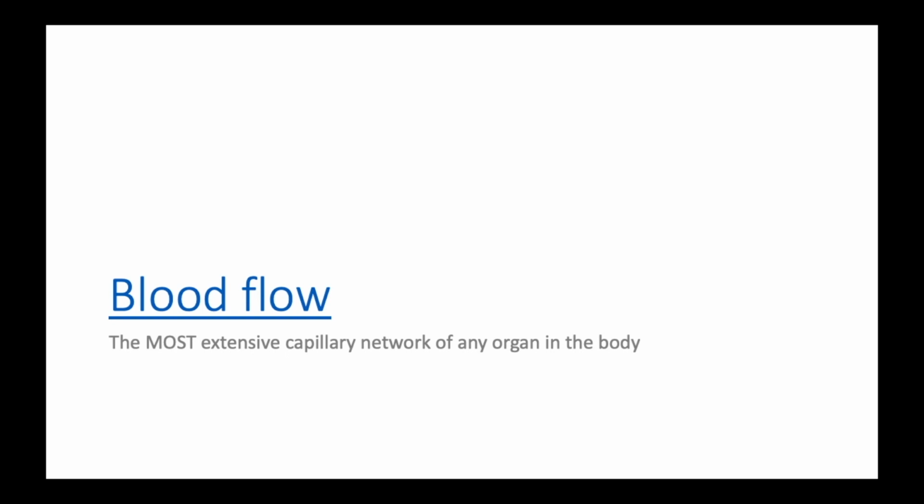So we have blood flow through the kidney. Going back to the kidney overall, it's the most extensive capillary network of any organ in the body. Every 4 to 5 minutes, the body's entire blood volume filters through the kidneys, which is pretty amazing. 25% of the blood pumped by the heart gets pumped directly to the kidneys.